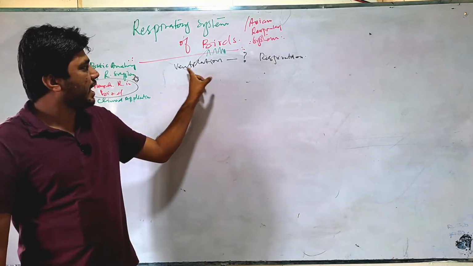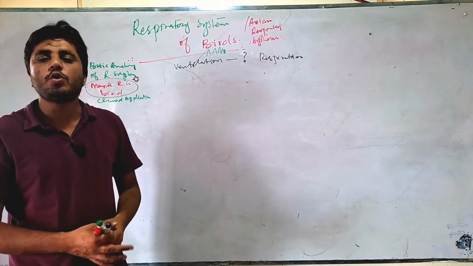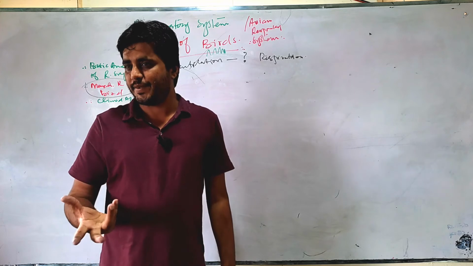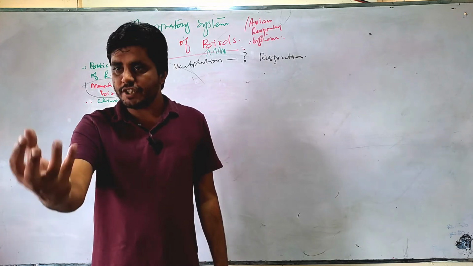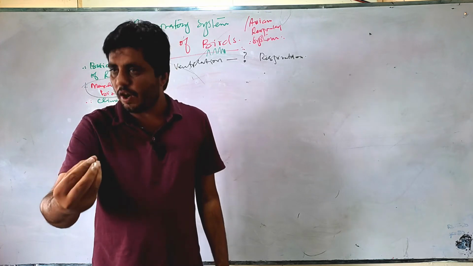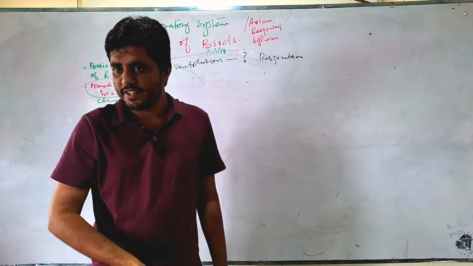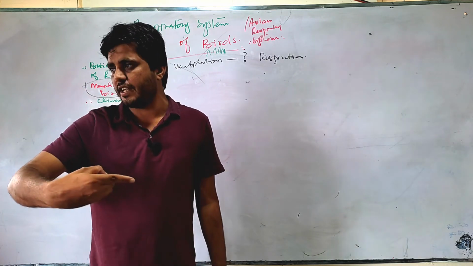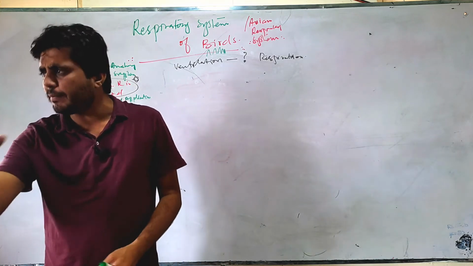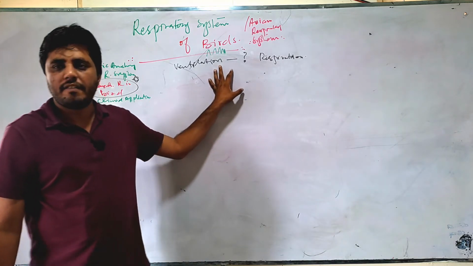But if somebody asks you, what is ventilation? Ventilation means we just look at the route of the air: how and through which parts the air enters the body, where this external air goes, and how it comes back and leaves the body again. So this is a cycle of air. If you are only looking at the mechanical entry and exit of air, this is known as ventilation.